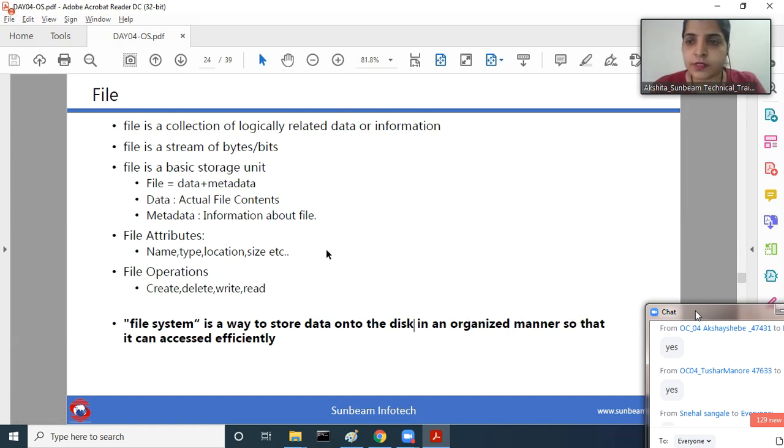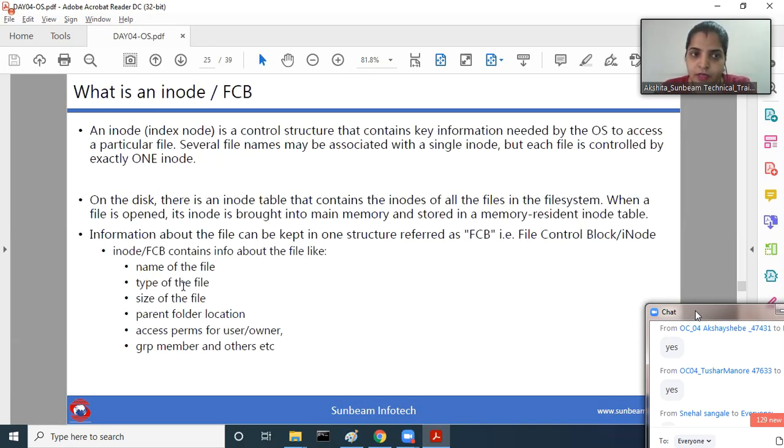In your Windows, you make some drives, right? And how is data stored in those drives? For that, we have something called a file system.